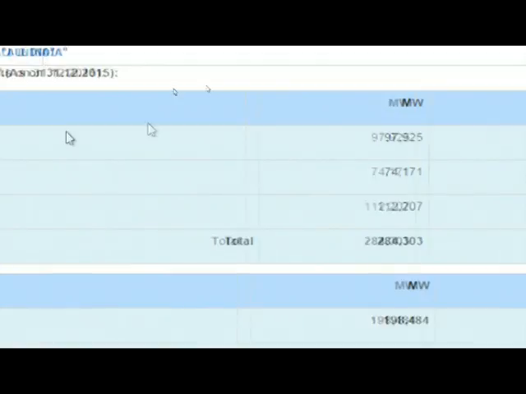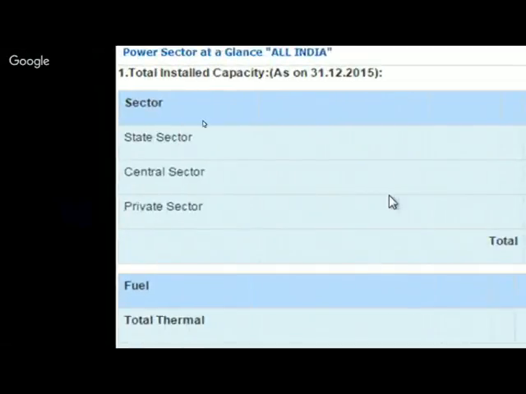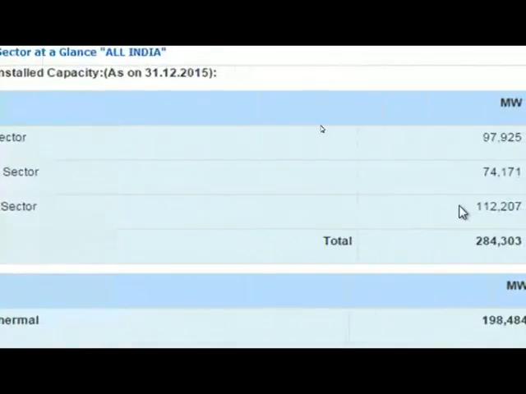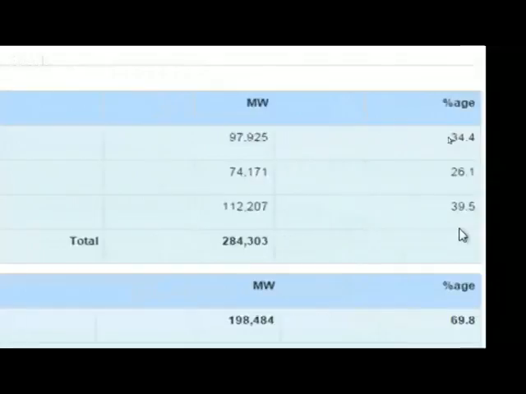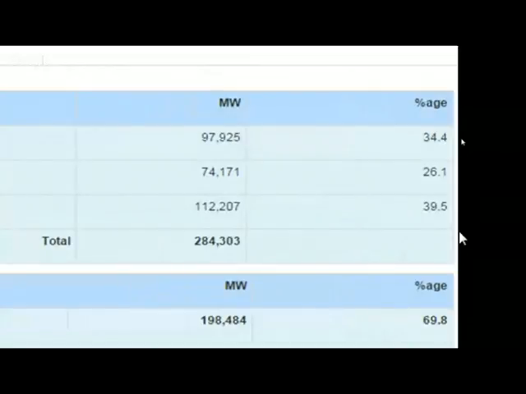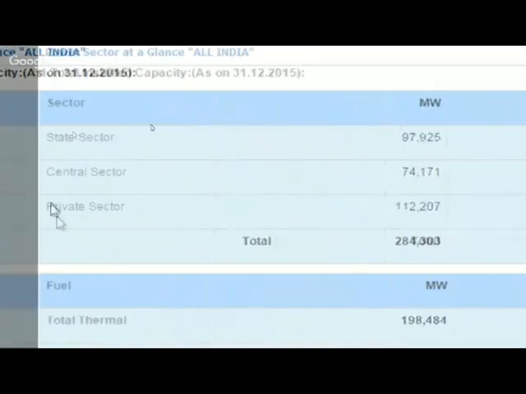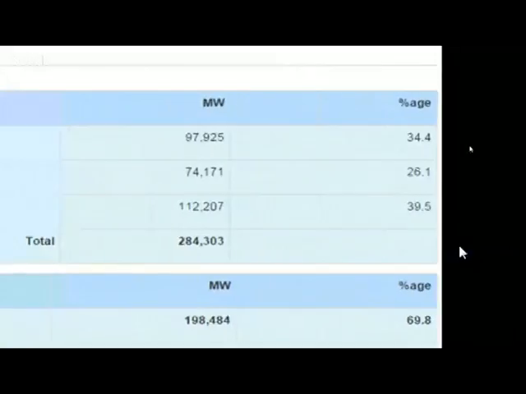You can see here the state sector is around 97,925 megawatt. Then the central is around 74,171, and the commercial, or you can say the private sector, is 1,12,207. So here the private sector installation is more, because comparing to the previous years' data, the growth of the private sector is more.